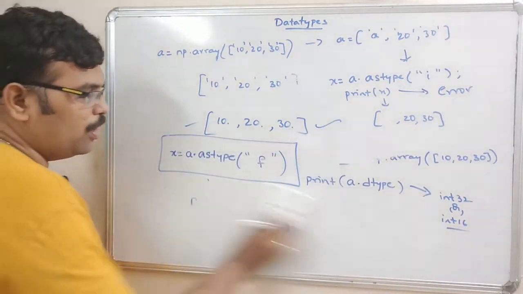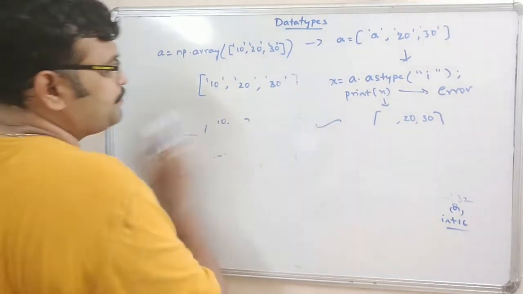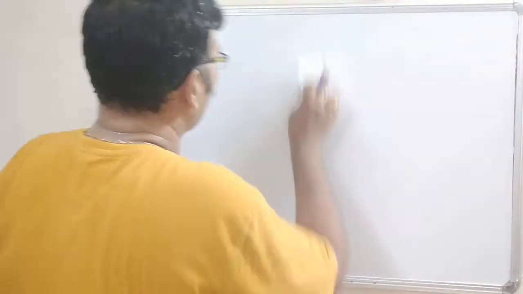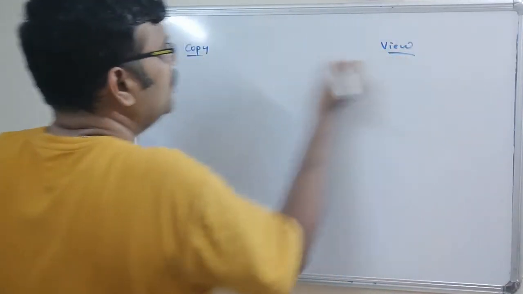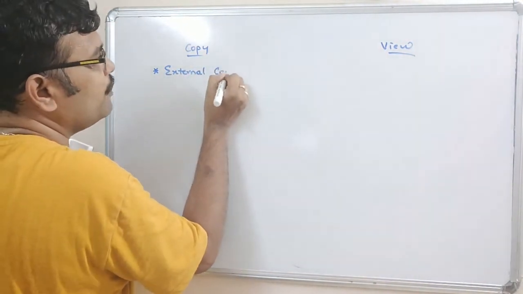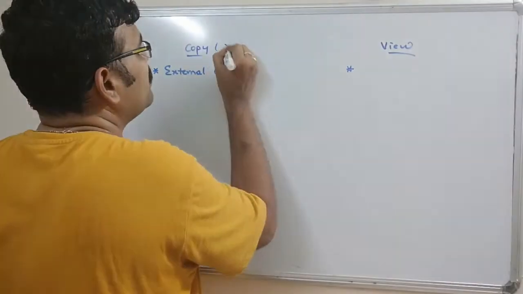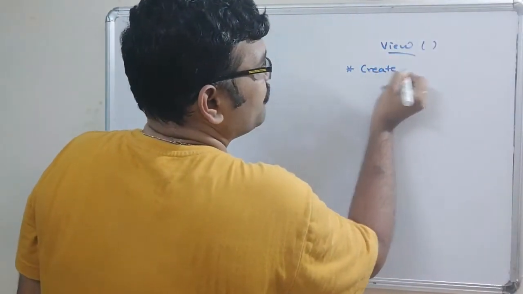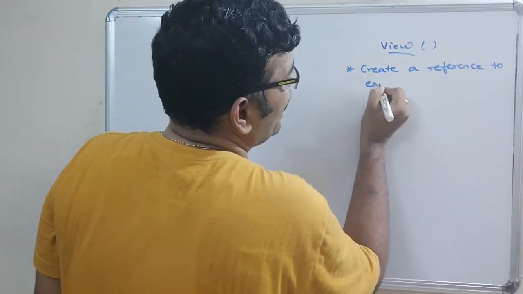And next we'll move on to the copy and view functions. Don't worry, I will show you the execution in the interpreter. See, after that there are two more functions called copy and view. A copy means an external copy will be created. And if you are using the view function, it will create a reference to the existing array.